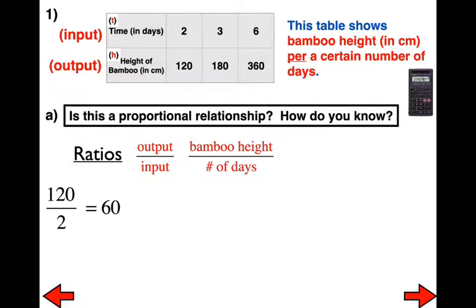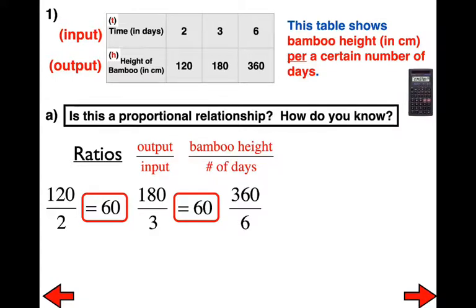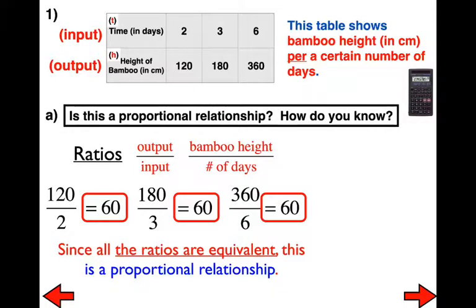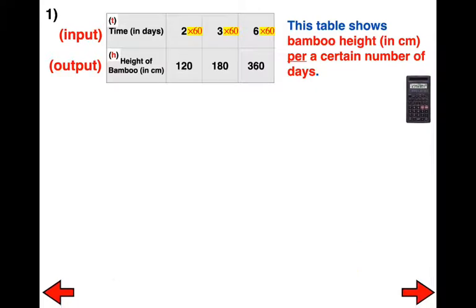Because 120 divided by 2 is 60. 180 divided by 3 is 60. And also, 360 divided by 6 is 60. They are all the same. They are all equivalent. Therefore, that is a proportional relationship. Now, we've also talked about that same idea in terms of the constant multiplier, but it's the same idea. The constant multiplier is all multiplying by 60. You're multiplying each of the inputs by 60 to make the output. That's just another way of looking at that.